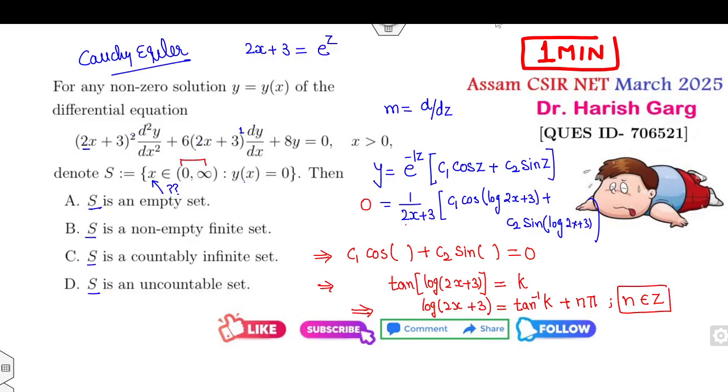Fine. Now you can see S is the collection of all those x which satisfy these conditions, and this n ranges over a countably infinite set. So therefore S is a countably infinite set. That is the cardinality of S. That is, S is a countably infinite set. So C is the right answer of this problem.